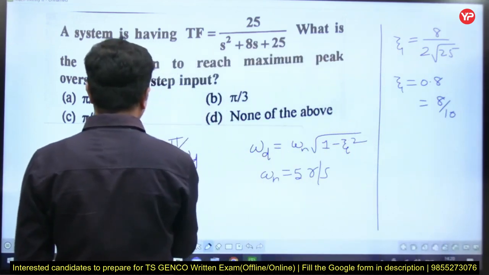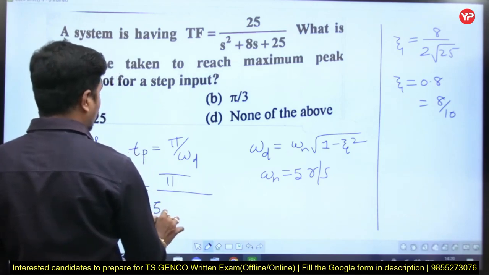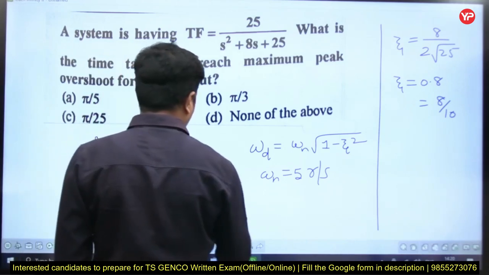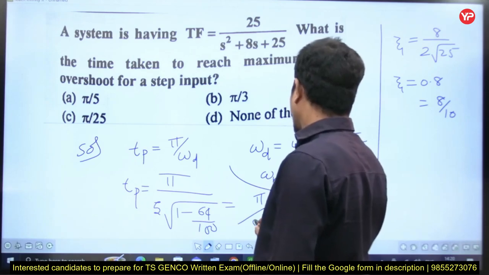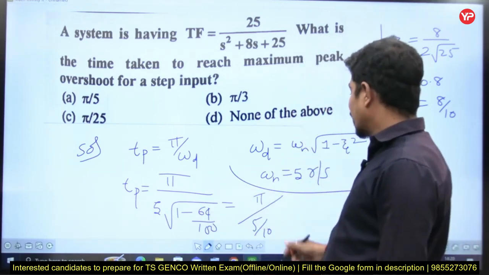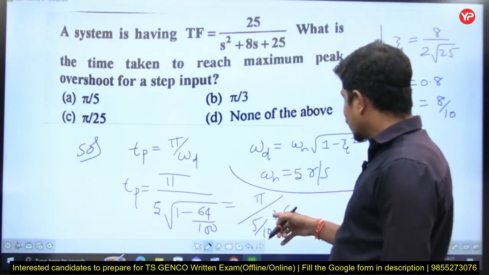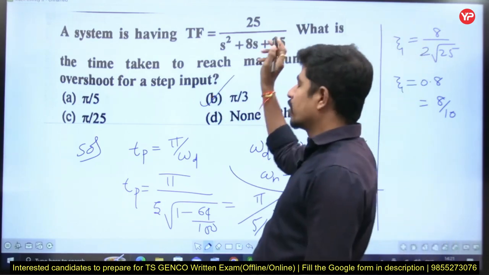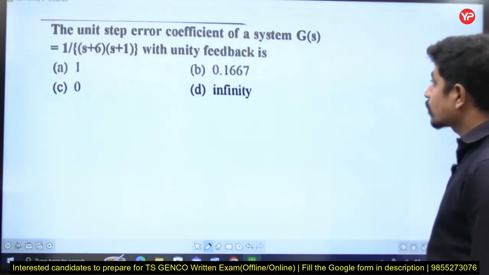Now, Tp is equal to pi by omega d, that is omega n into root of 1 minus zeta square, 64 by 100. So that is pi by 5 into root of 10 under root, 100 minus 64 will be 36, means it is 6. 30 by 10, it will be 3. The answer is pi by 3 seconds. Pi by 3, choice is B. That much easy it is, direct application of formula.